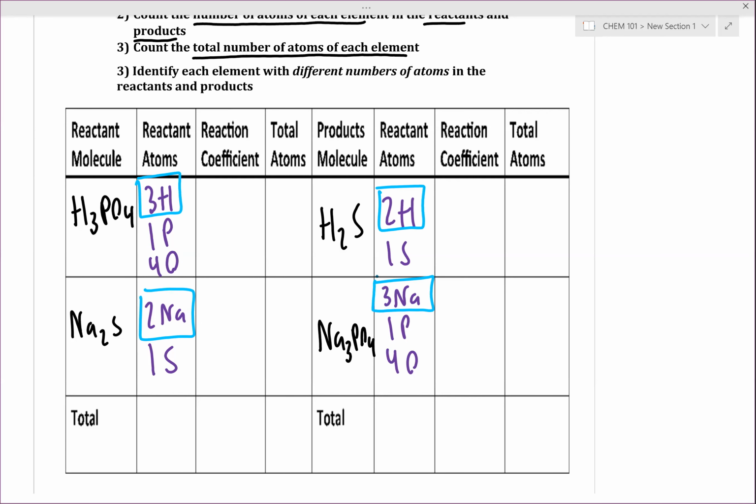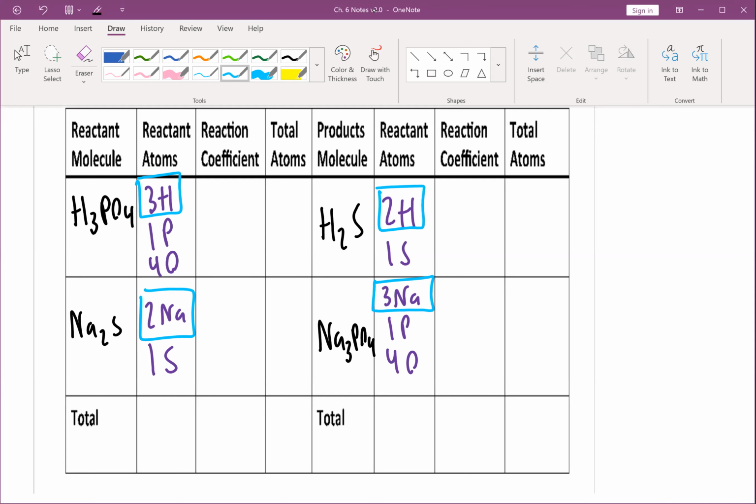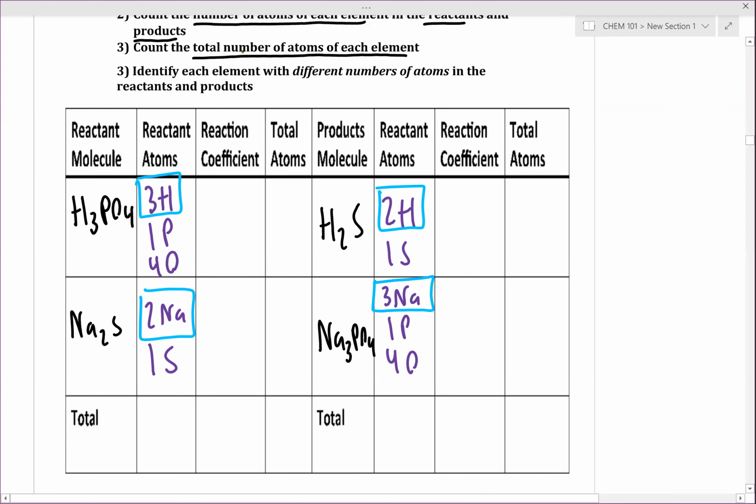Okay, now this is where the least common multiple method really shines through here. So we have 3 hydrogens on the left, right? And we have 2 hydrogens on the right. Is that correct? So then, what is the least common multiple of 3 and 2? 6. So as our goal, we're going to shoot for 6 hydrogen atoms on each side. Where did we get 6 from? 3 times 2 gives us 6. 3 comes from here, 2 comes from here.